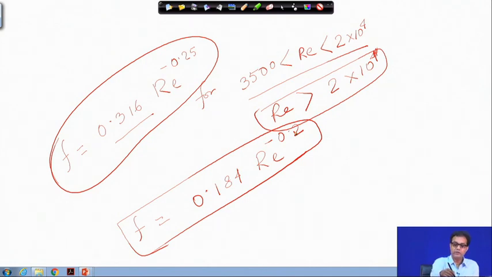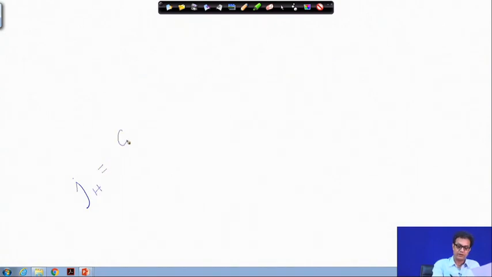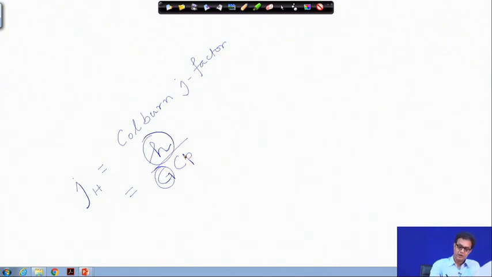And what about the heat transfer coefficient? The heat transfer coefficient is generally defined either in terms of the Nusselt number, or it is often defined in terms of the Colburn J factor. It is given by h by G Cp, where h is the heat transfer coefficient, G is the mass velocity, Cp is the specific heat. This is nothing but Stanton number into Prandtl number to the power 2/3.